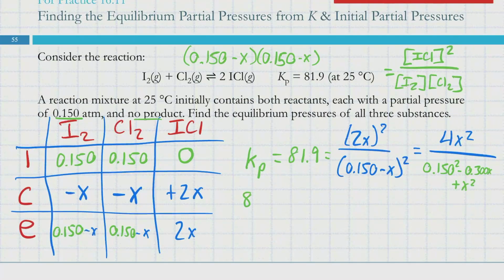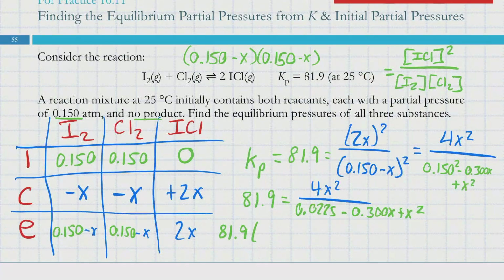And then we get to rearrange. 81.9 equals 4x squared all over 0.0225, and, last but not least, that. So we'll do 81.9 times all of those. This whole thing on the bottom, we have to move that over. So our denominator flips up.